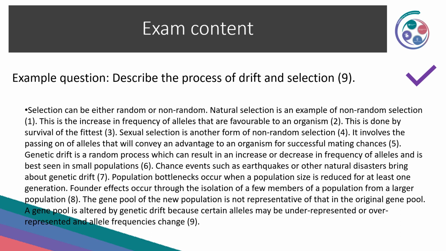Population bottlenecks occur when a population size is reduced for at least one generation. Founder effects occur through the isolation of a few members of a population from a larger population, and that's our 8th mark. So mentioning our population bottleneck and our founder effect are two methods of genetic drift.